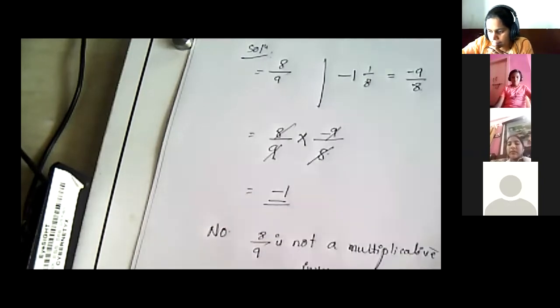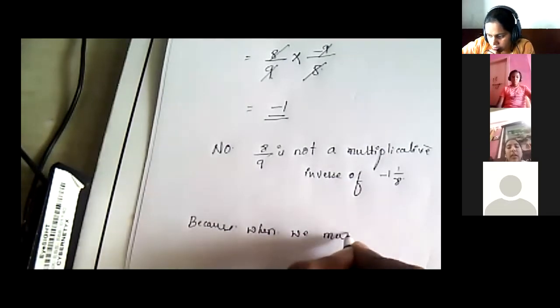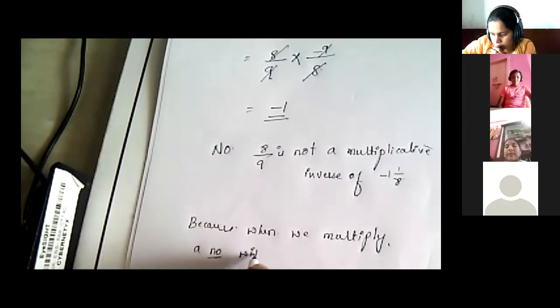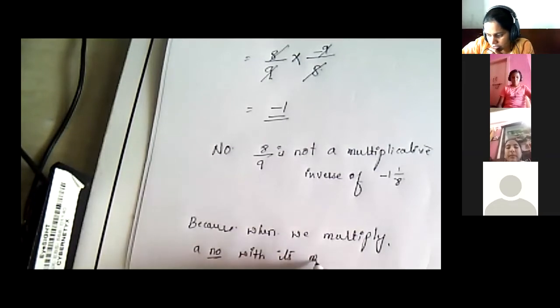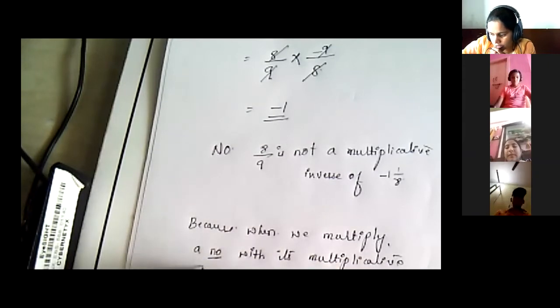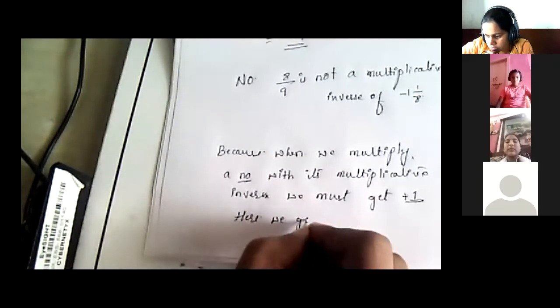why? Because when we multiply a number with its multiplicative inverse, we must get plus 1. Here we got minus 1.